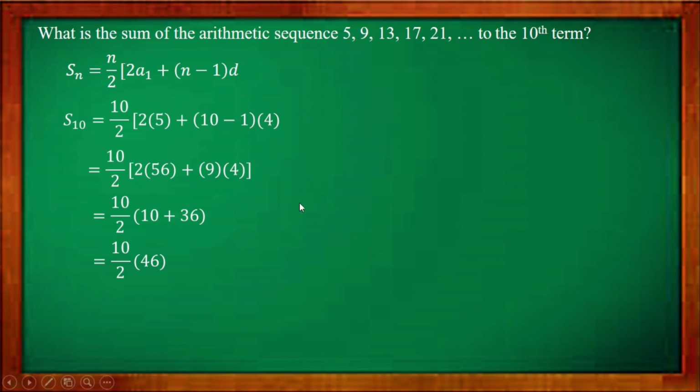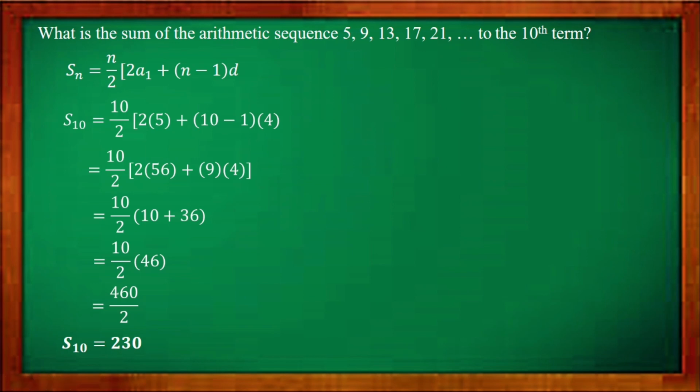And again, just like what I said earlier, when we are multiplying a fraction by a whole number, just multiply the numerator and the whole number. So 46 times 10 is 460. Then just copy the denominator 2. Then it will give us the answer S sub 10 equals 230, since if we divide 460 by 2, the resulting quotient is 230.